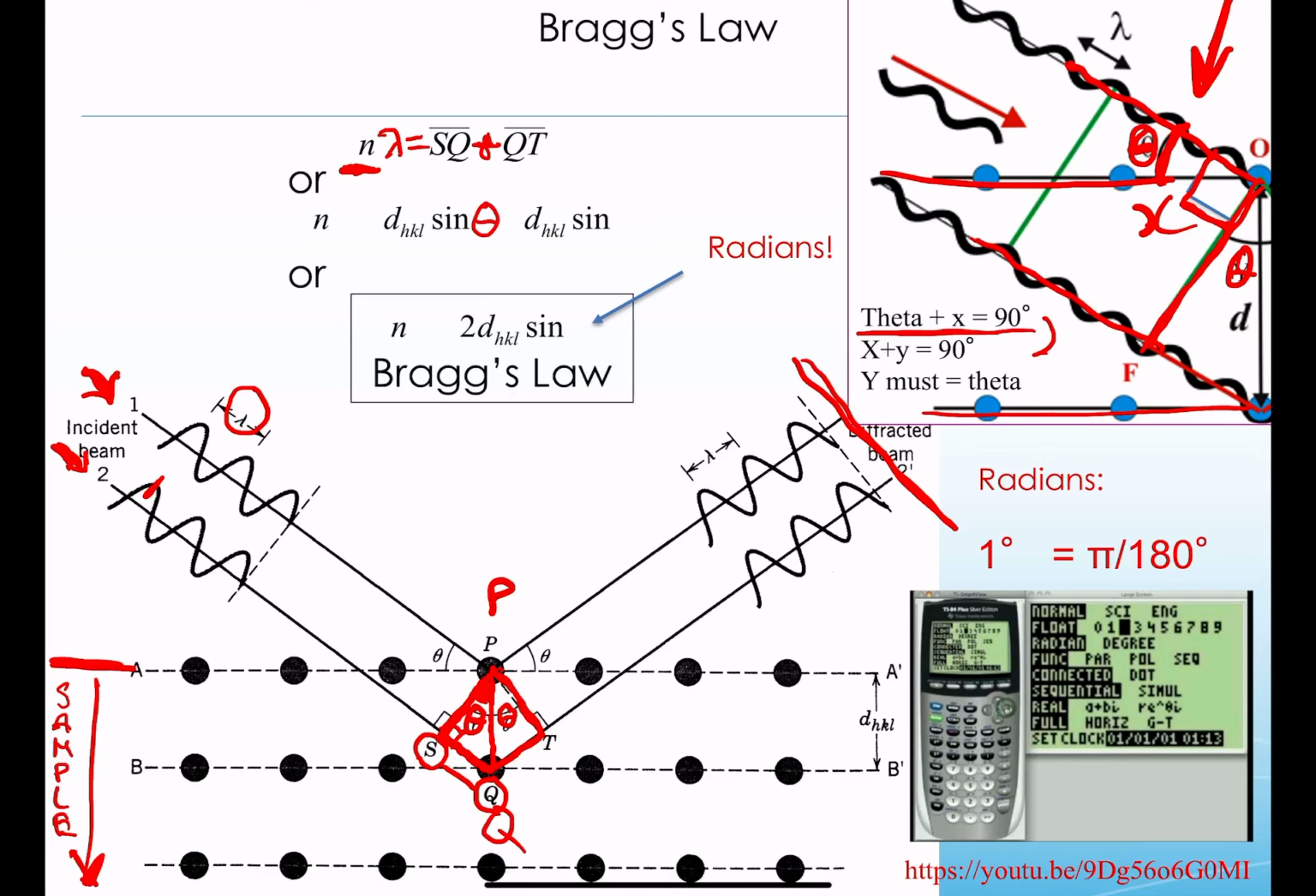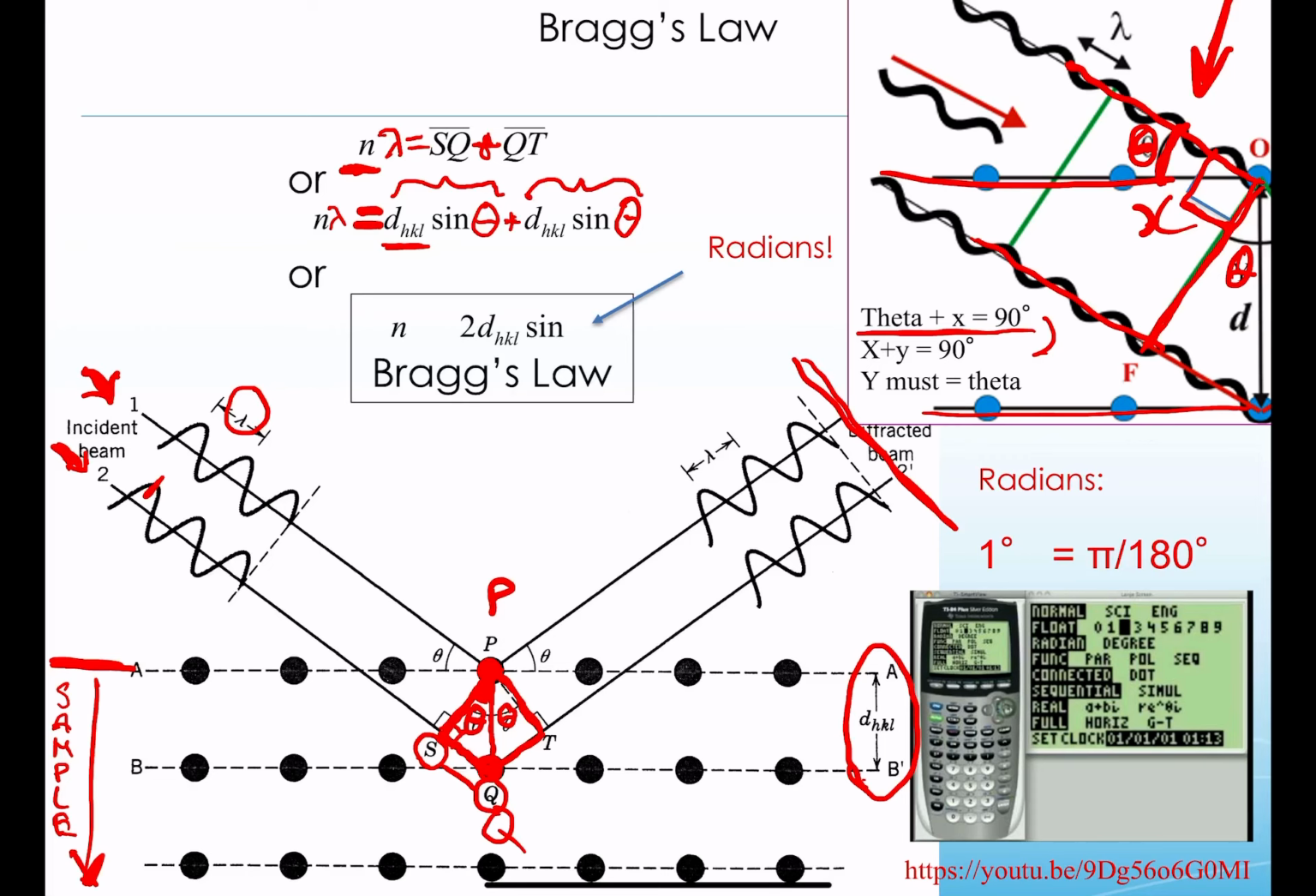So sine theta is equal to SQ, and the distance PQ, from this point here to here, is of course our distance between planes, the d between planes abbreviated with Miller indices hkl. So that value is right here. Distance times sine of theta is going to equal the SQ piece. And of course, we're going to add that to the distance between planes with Miller indices hkl times the sine of the same theta, which is going to represent the QT piece.